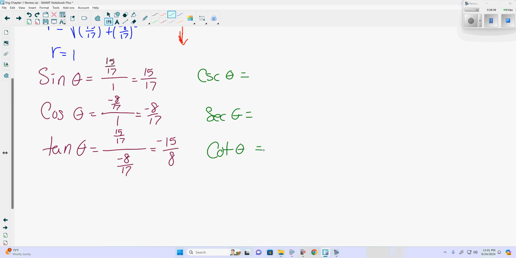Questions on sine, cosine, tangent? Opposite over the hypotenuse. Adjacent. Yes. If you want to write that down, I'd write that down.